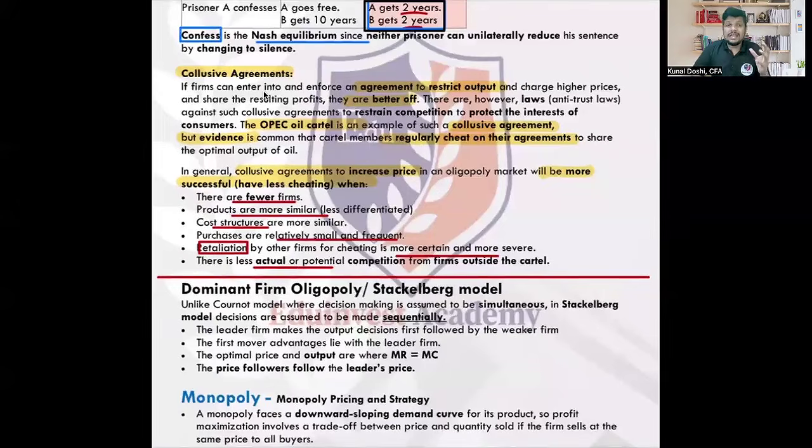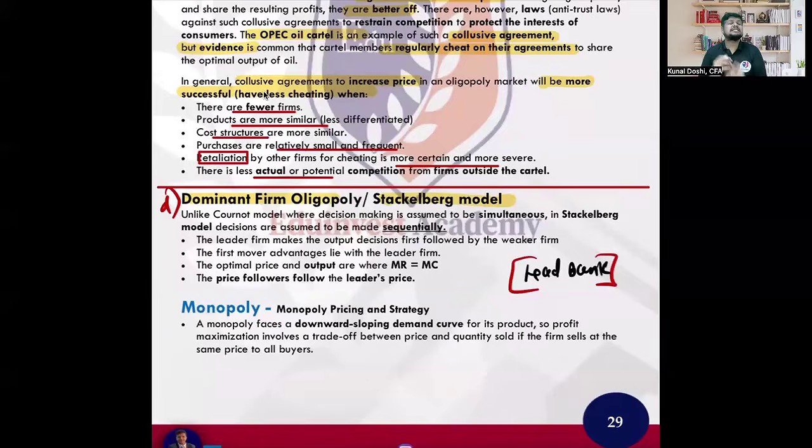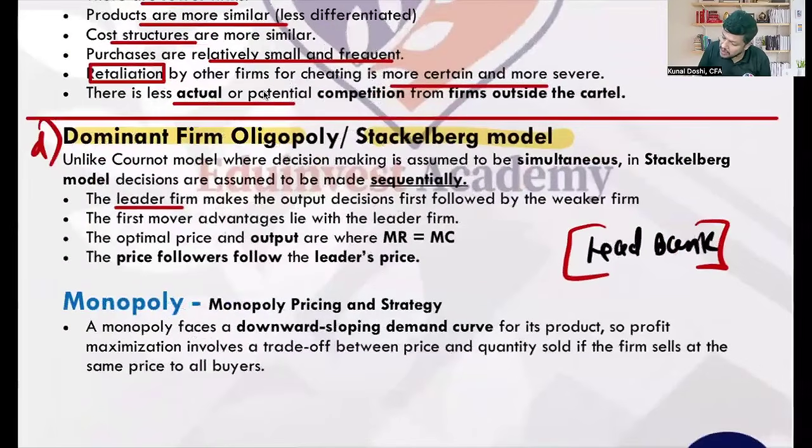Now, the fourth model under oligopoly is the dominant firm, also called the Stackelberg model. What is a dominant firm? Imagine there is one lead company, let's say a lead bank in the country, the biggest bank in the country. Even if interest rates are increasing, unless the lead bank increases the interest rate, others will not follow. So there is one leader and others will follow once the leader increases or decreases the prices.